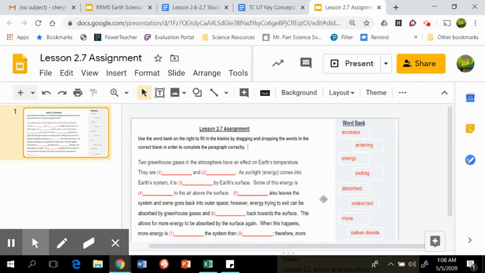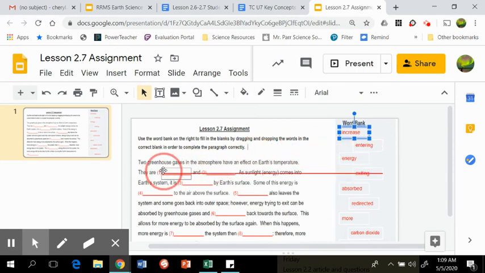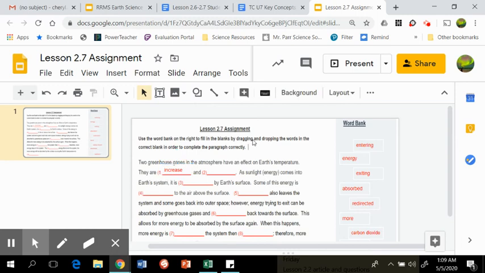There we go. Okay. So it says use the word bank on the right to fill in the blanks by dragging and dropping the words in the correct blank in order to complete the paragraph correctly. So remember, you cannot be in present mode when you have the slide in the right screen and you see it in the left here. That's where you want to be. So you're just going to pick up the boxes and you're going to drag them to where you think they belong. So if you think that number 1 is increase, you're going to drag and drop it there. If you think that number 2 is entering, you're going to drag and drop it there.